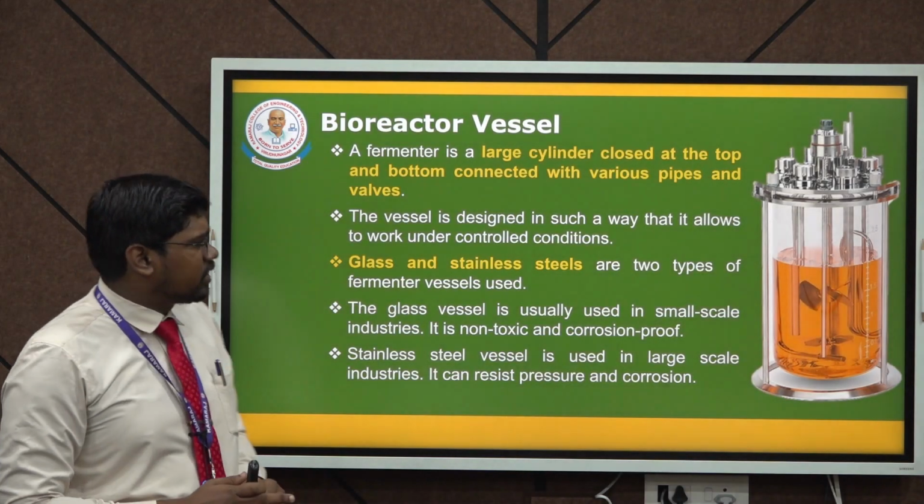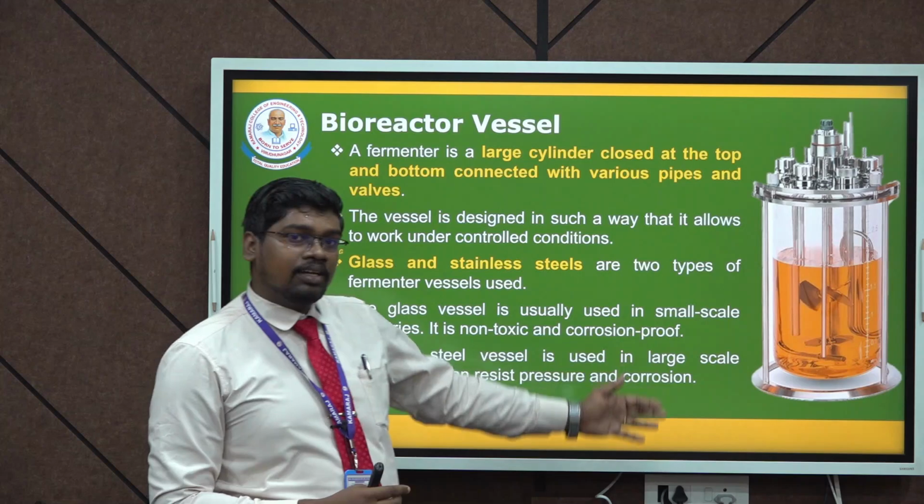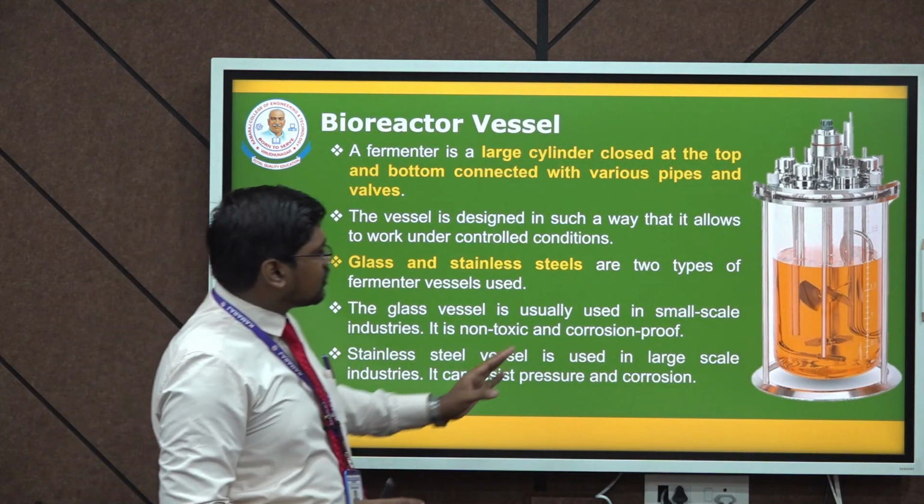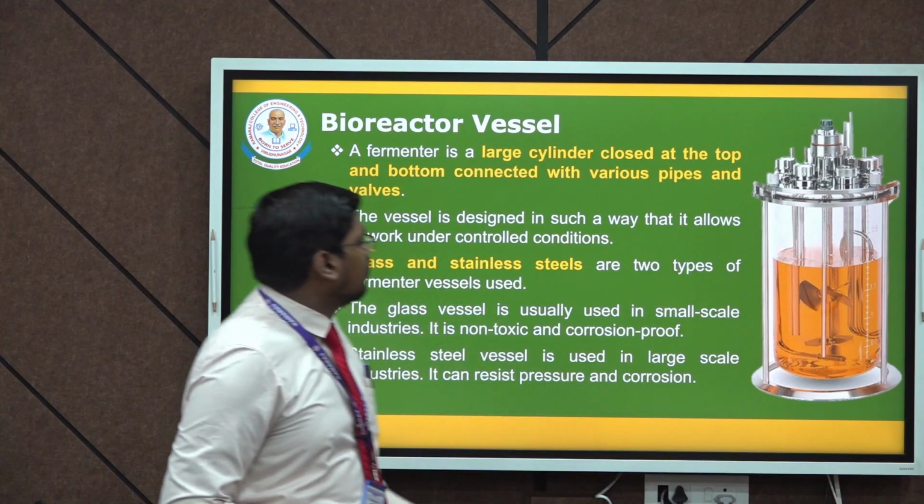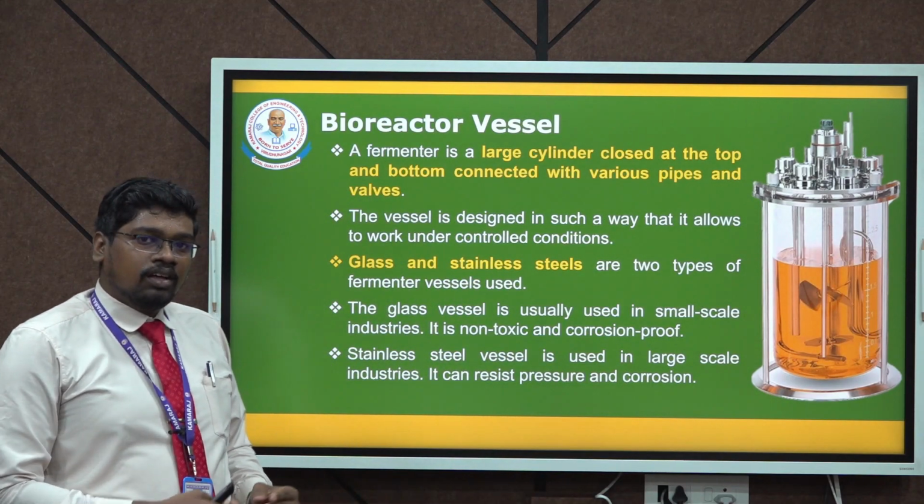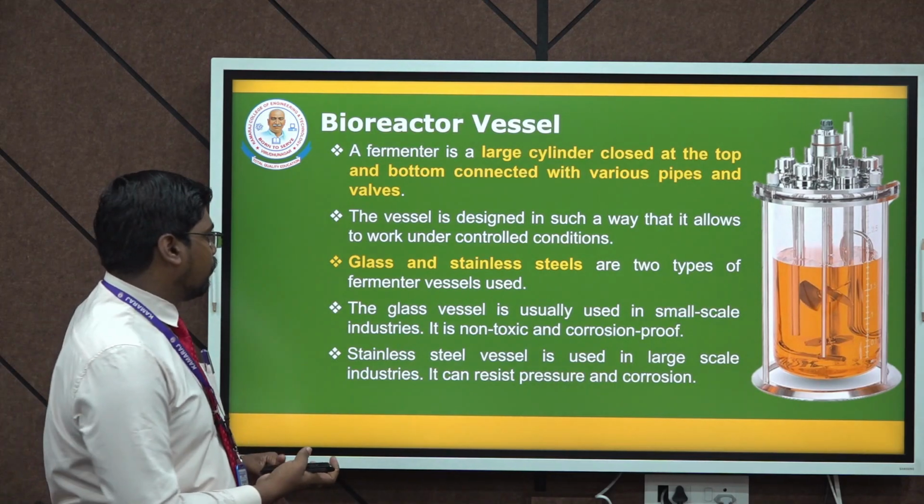A typical bioreactor consists of a vessel. The vessel is made of either stainless steel or glass. The fermenter is a large cylinder that is closed at the top and the bottom, and can be connected with various pipes and valves for the bioprocess. The vessel is designed in such a way as to work in a controlled environment.